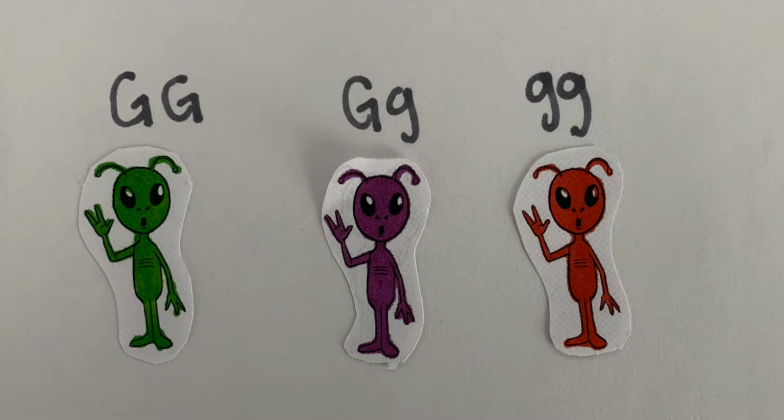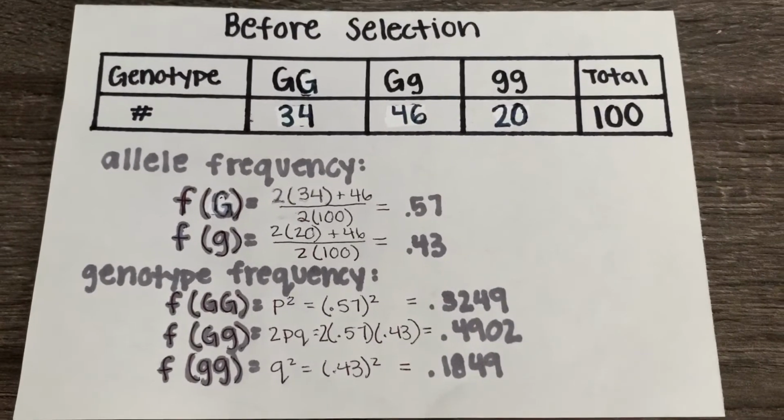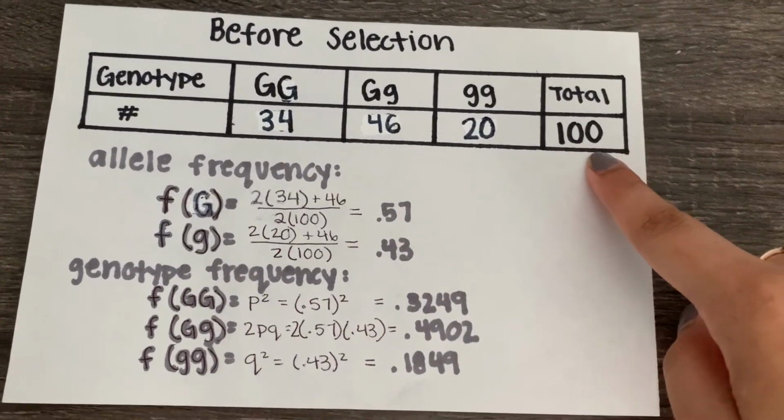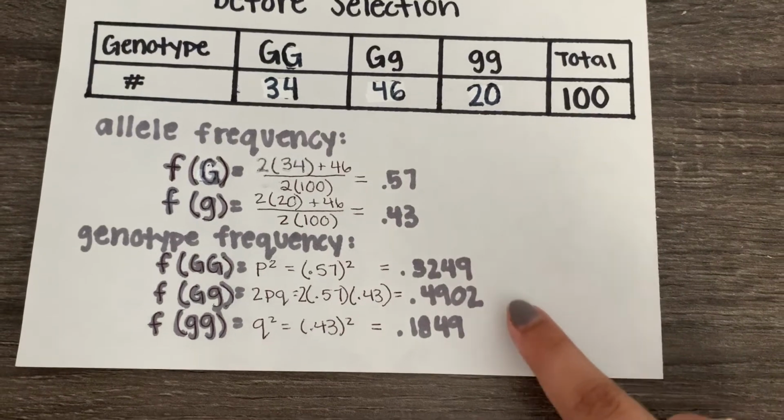An alien that has two dominant alleles is green, one that is heterozygous is purple, and one that is homozygous recessive is orange. This is a picture of a population of aliens that is in Hardy-Weinberg equilibrium. Before selection, you can see the number of each genotype for a total of 100 aliens in the population, and the allele frequencies and genotype frequencies.